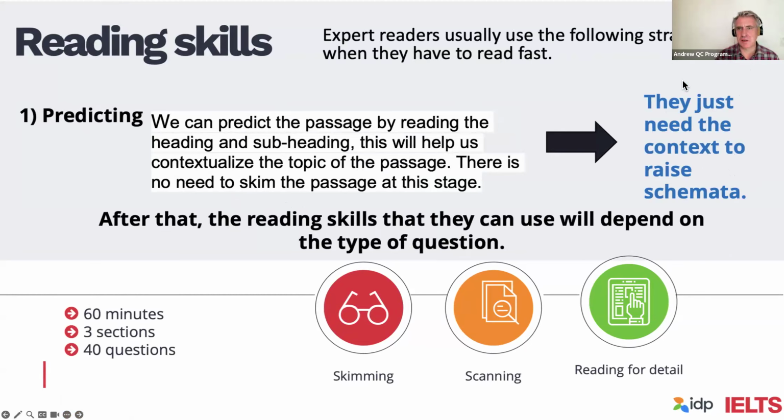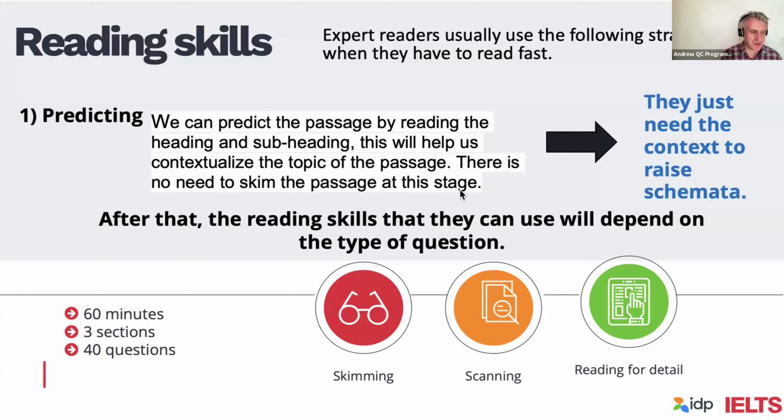So expert readers usually use the following strategies when they have to read fast. So we can predict the passage by reading the heading and subheading. And this will help us to contextualize the topic of the passage. There is no need to skim the passage at this stage. We just need the context to what we call raise schemata, or activate our background knowledge about the text.